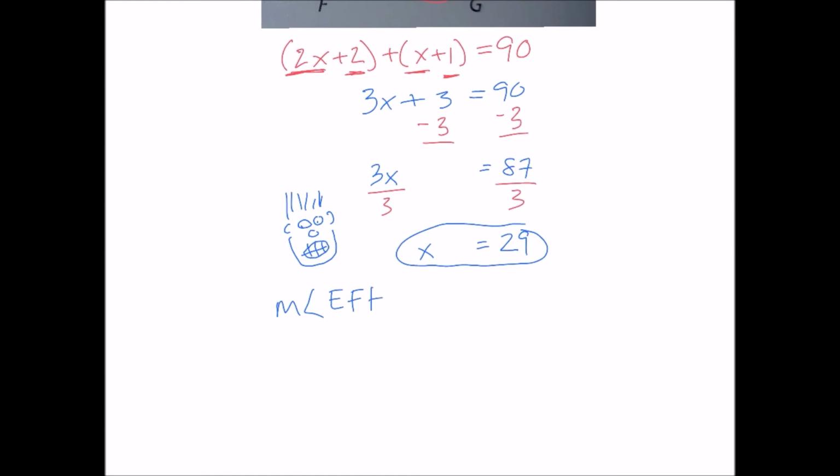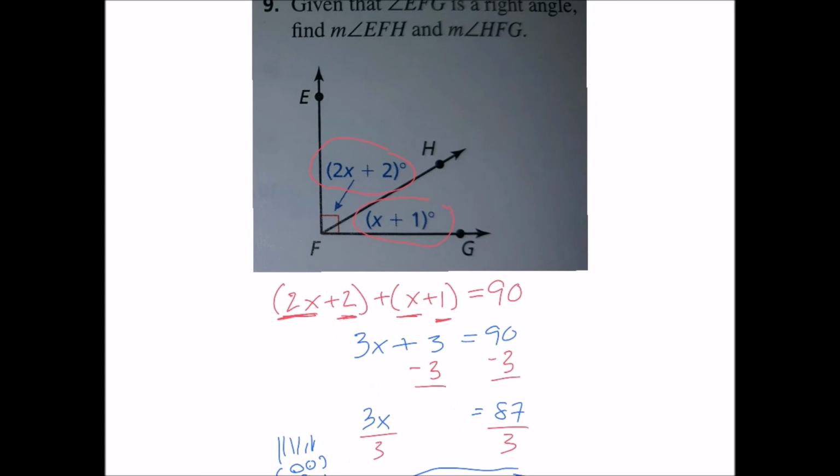So, measure of angle EFH equals 2x plus 2. That's 2 times 29 plus 2. See, 2 times 29, 2 times 30 would be 60, minus 2 is 58, plus 2 is 60. So measure of the angle here, EFH, is a 60-degree angle. 90 minus 60, well, the other one's going to be 30.